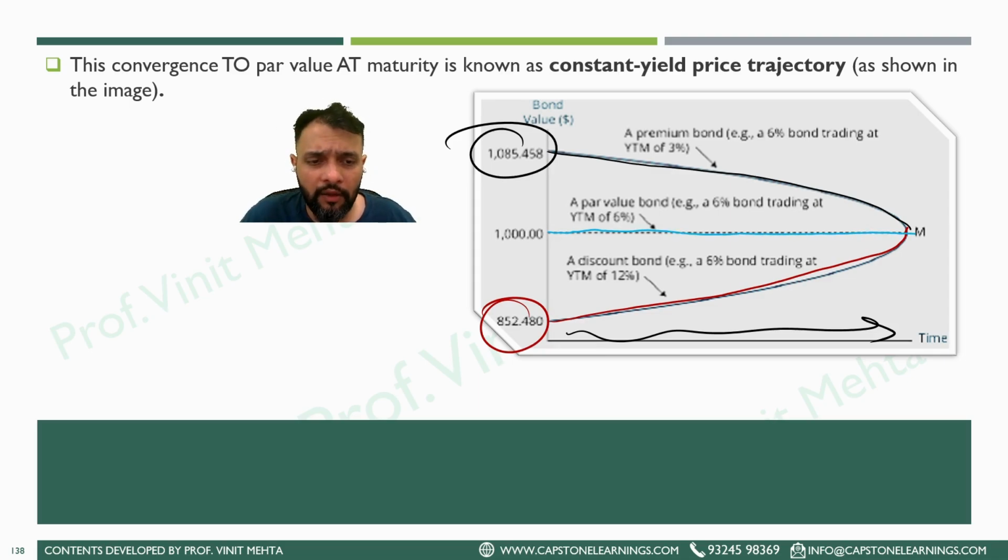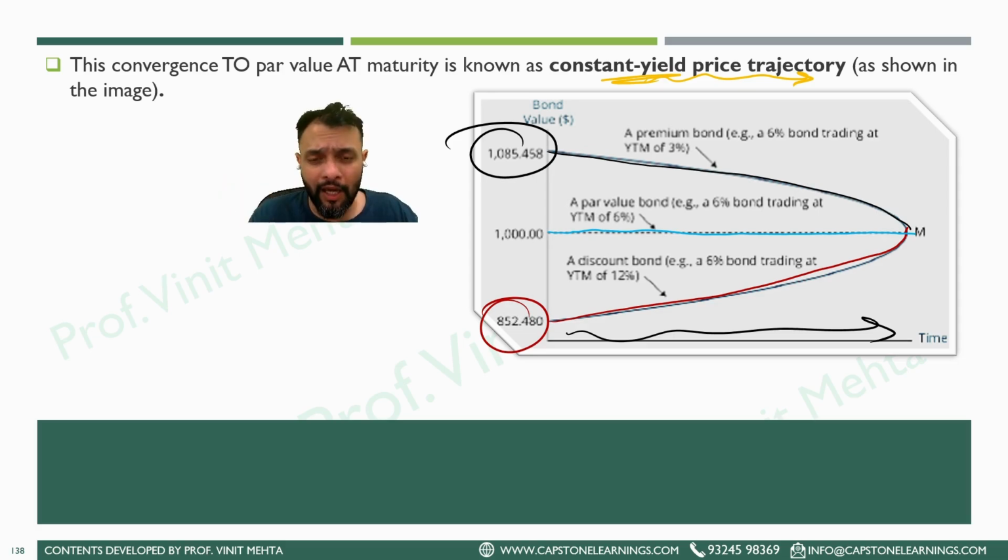The coupon and YTM is the same, right? This path which the price of the bond takes as and when time passes, assuming yield is constant, this path is referred to as the constant yield price trajectory. Trajectory means path. Are you getting it, all of you?